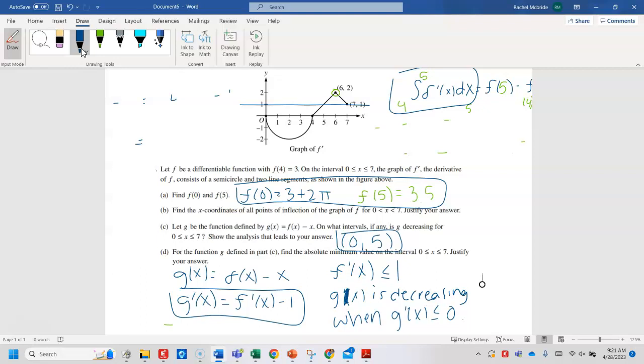And then part D, for the function g defined in letter C, find the absolute min on the interval 0 to 7. So now your graph of g prime is really the graph of f prime, as if the line y equals 1 is your x-axis.